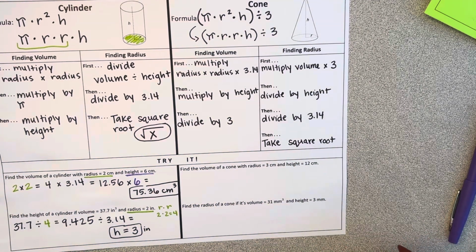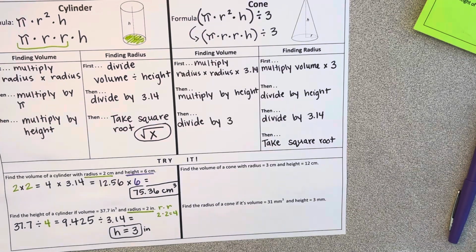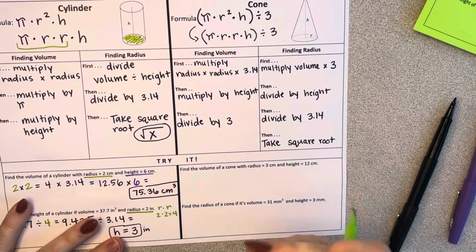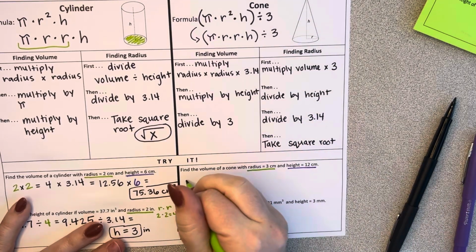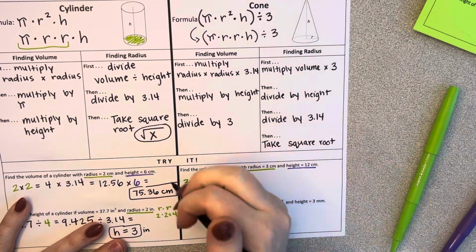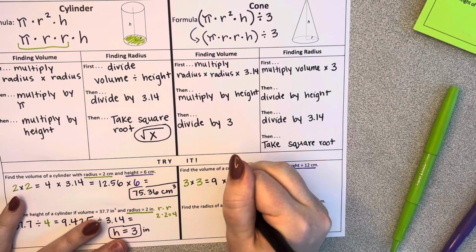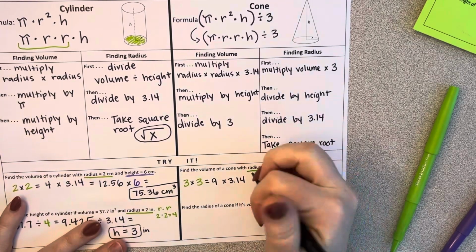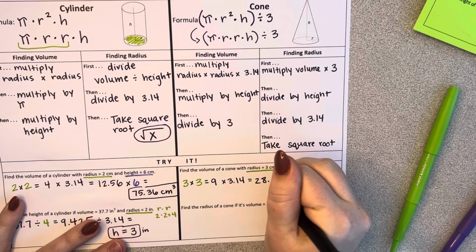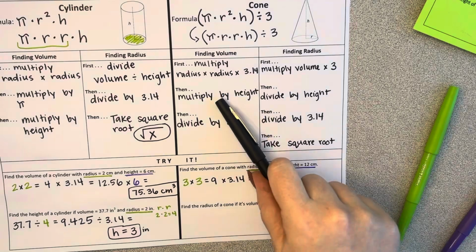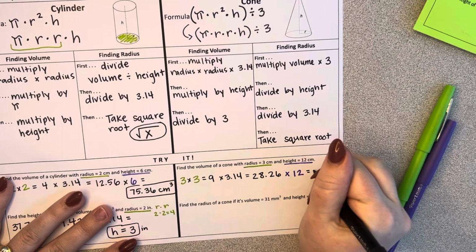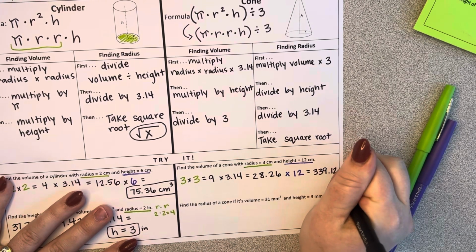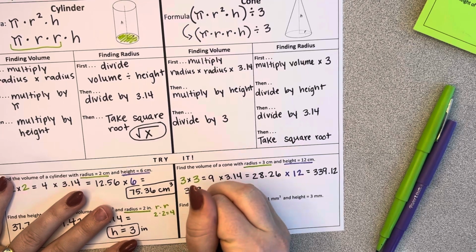So find the volume of a cone with a radius of 3 centimeters and a height of 12 centimeters. So radius times radius, and then we're gonna multiply by 3.14 and then multiply by 12. 3 and 3, so 3 times 3 is 9, times pi, 3.14 is 28.26. Then we are gonna multiply by the height, so times 12, which gives us 339.12. And then the last step, since it is a cone, we divide by 3.